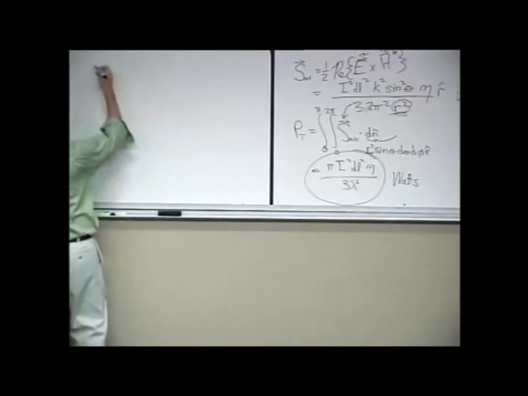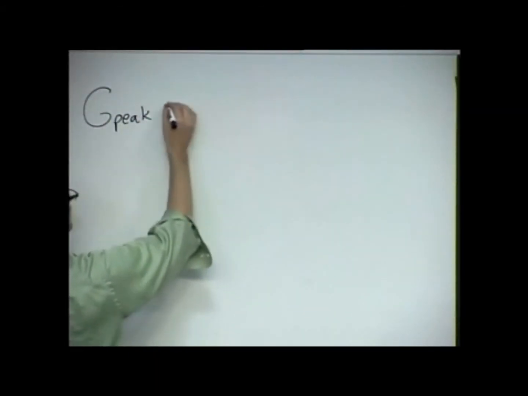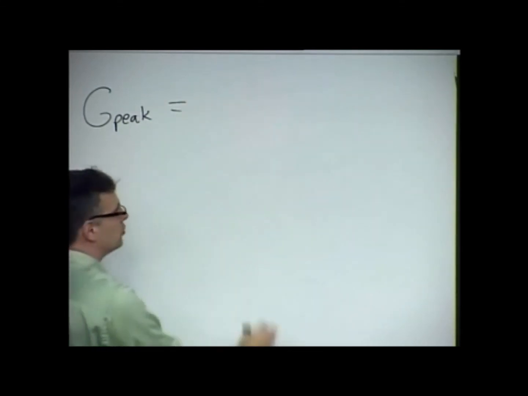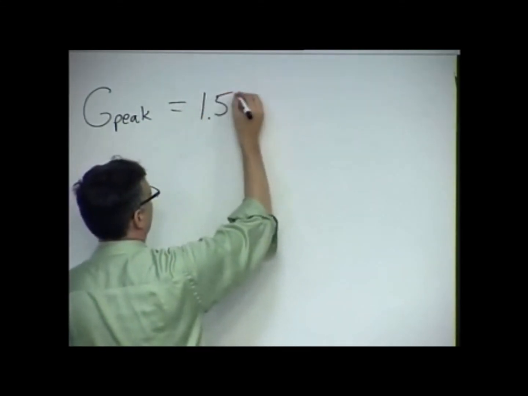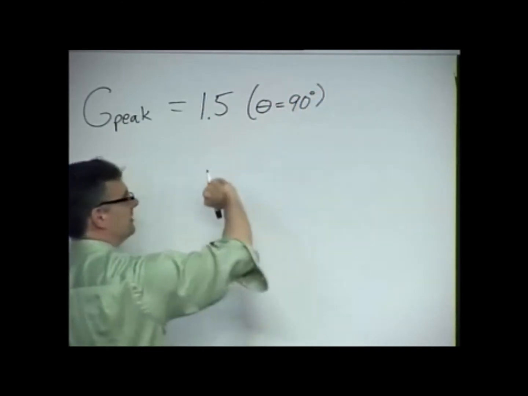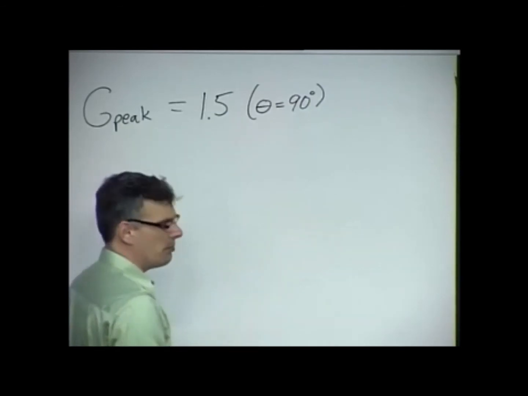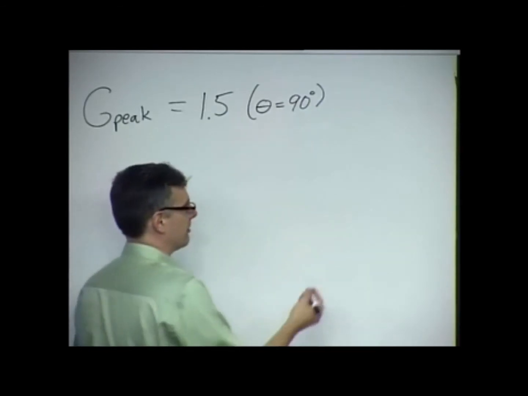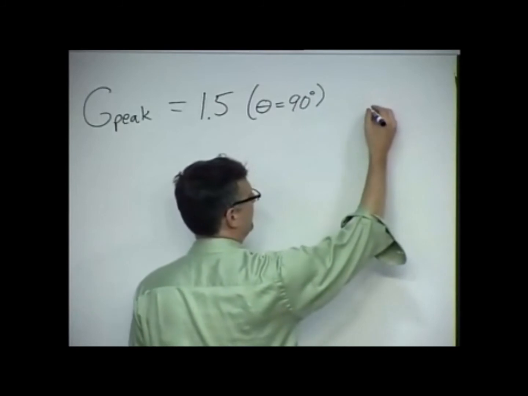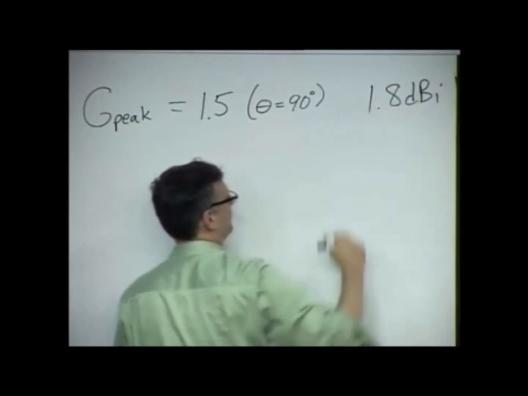Let me put a couple common parameters that you'll see. First of all is peak gain. What is the peak gain? In this system, it is 1.5. It occurs at theta equals 90 degrees. If the dipole is oriented along the z-axis, that's along the horizon. More often than not, though, you'll see this number reported in dBs. That'll be about 1.8 dBi.